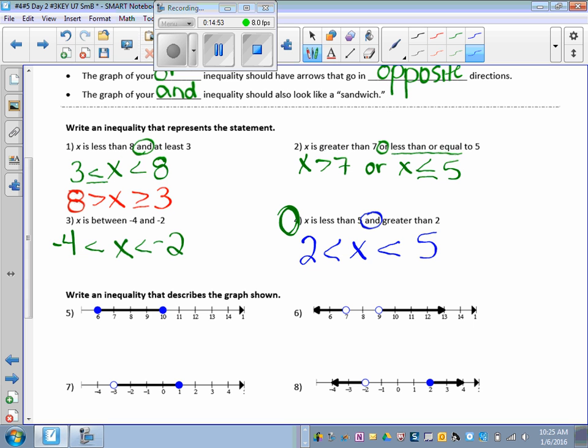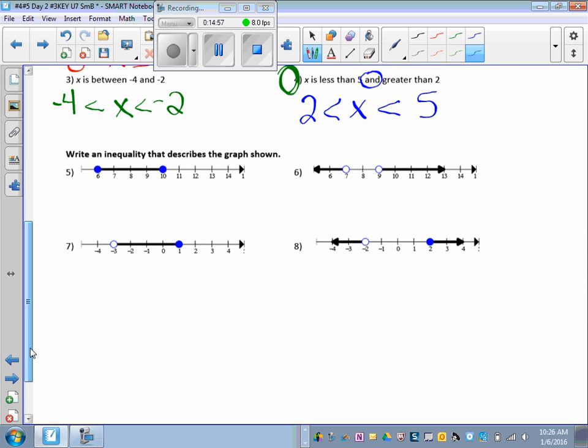Alright, so let's take a look at where we have the graph given to us. And now we need to write the inequality for it. So again, our graph for an and statement is going to look like a sandwich. We've got our ends here. These are our pieces of bread on our sandwich, and then this is all the meat and cheese in between. Our or statement has 2 different arrows. You can think of this as the oars on a boat.